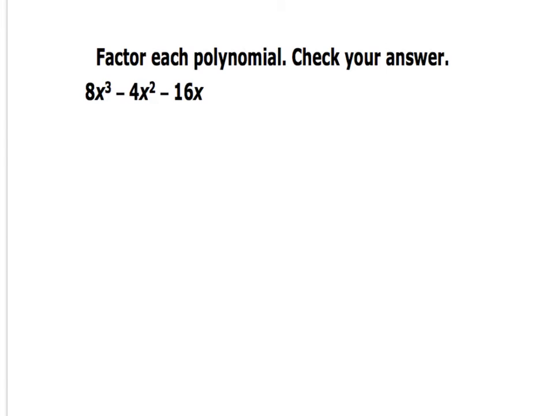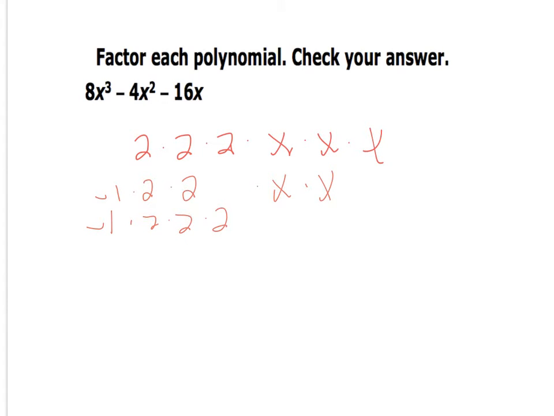It's 8x cubed, so that means it's going to be 2 times 2 times 2 times x times x times x. For the second term, it's going to be negative 1 times 2 times 2 times x times x. And for the third one, it's going to be negative 1 times 2 times 2 times 2 times 2 times x.